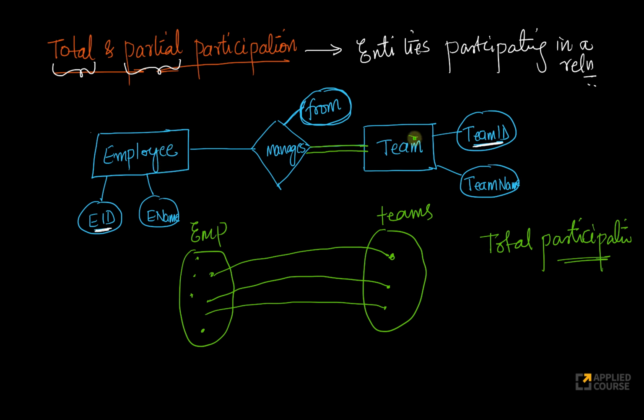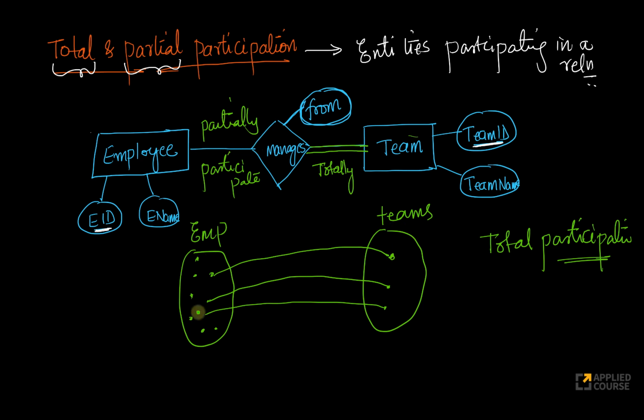So we say that the team entity participates totally or completely in the manager's relation. But the employee entity does not participate totally in the manager's relation, because there are some employees here who do not manage any team. So employee is said to partially participate in this relationship, while team is said to totally participate in this relationship. Total participation is represented using two lines. The default is a single line, and the default is partial participation.